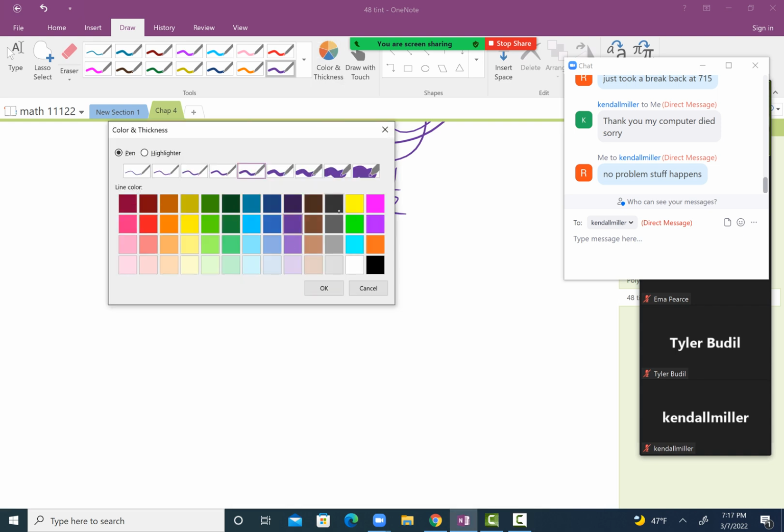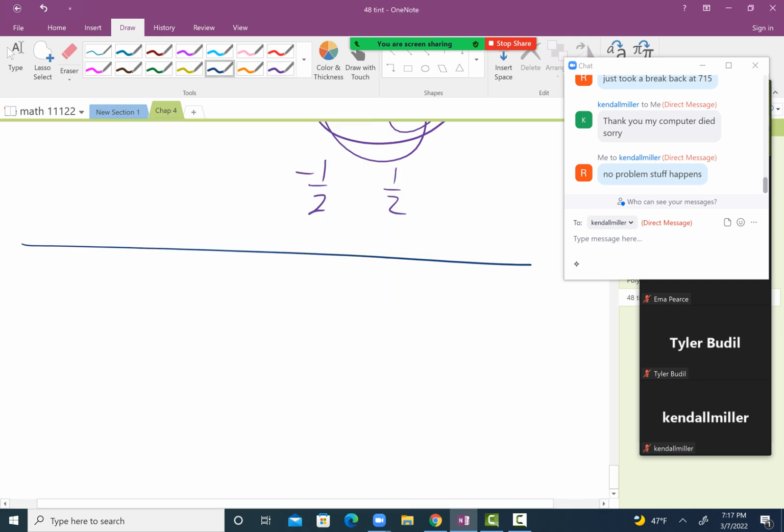Okay, so we'll go with just a nice dark blue here. All right. So our task is to solve polynomials.